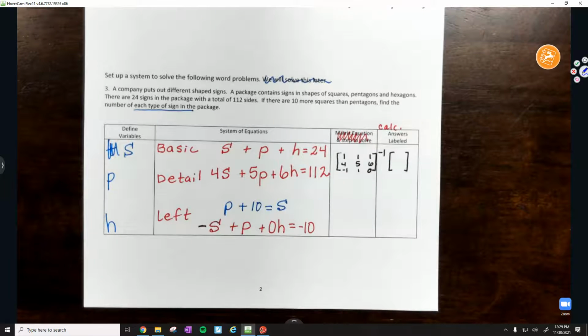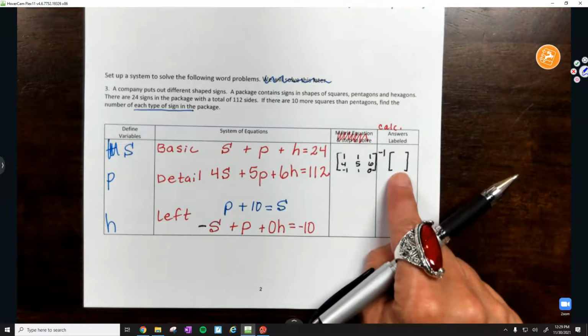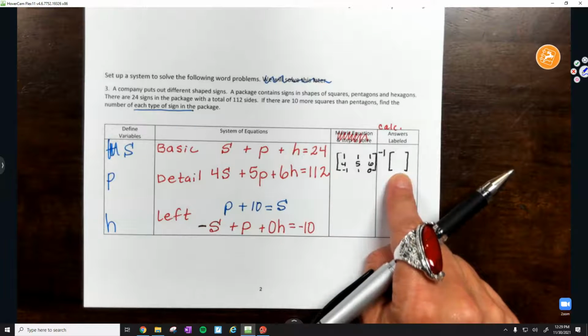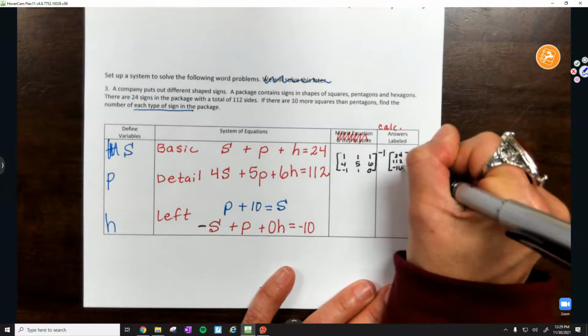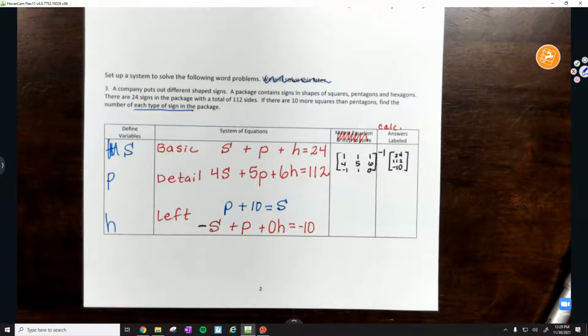And then what about the answers? What is the column going to be for the answers? Yes, it says 24, 112, and negative 10. And that's what you're going to type in the calculator. So while you are typing that in, remember we are looking for the number of square signs, the number of pentagon signs, and the number of hexagon signs. Can I have a negative number of signs? No. Can I have a decimal of a sign? No. So when you type this in, if you don't get positive whole numbers, you have to go back and check your work. Something's wrong.